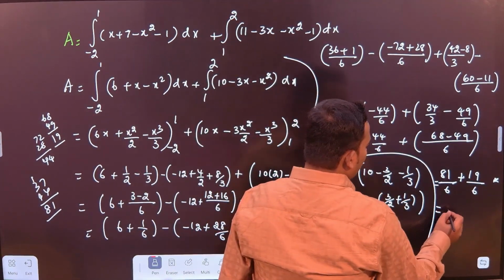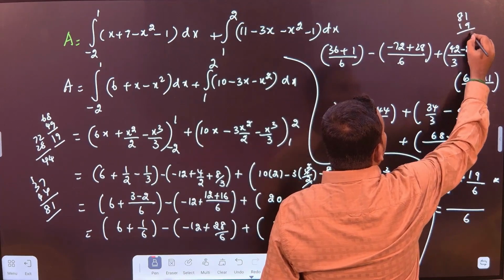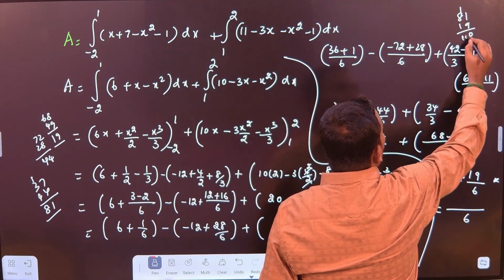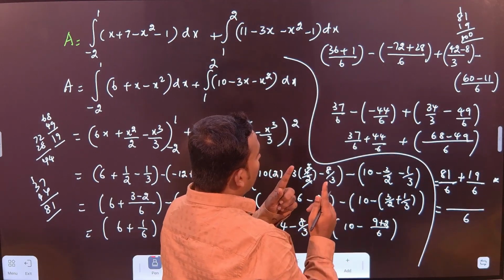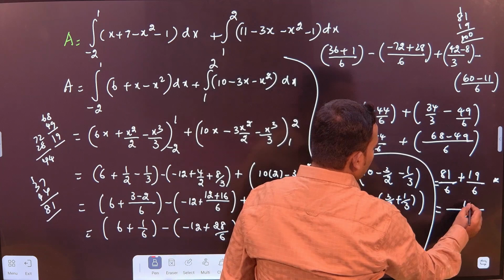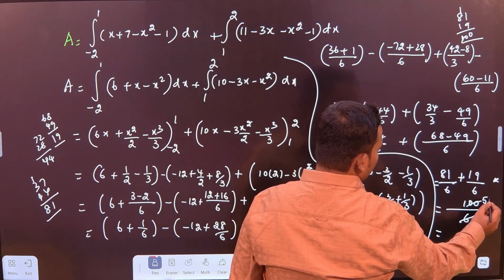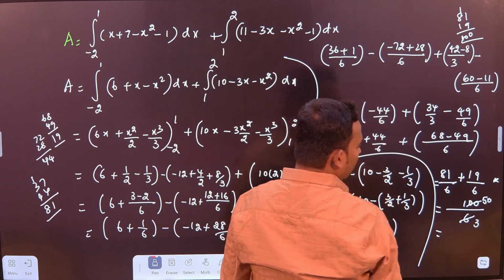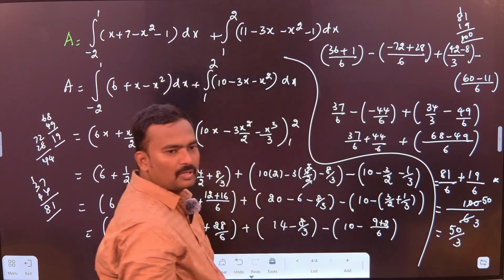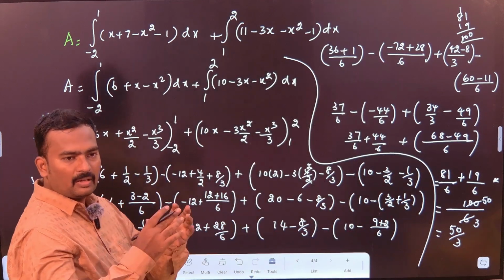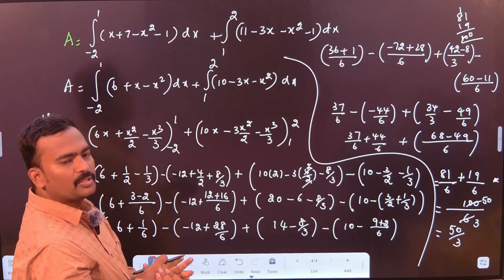The whole thing you can take the LCM 6. So 81 plus 19, 100, right? Check it once. 80, 90, 100, yes. 100 by 6. So here is 50 times 2, here is 3 times 2 is 6. So 50 over 3 is your area under the curve. Area between the minimum and the parabola curve, right? 50 by 3 square unit.